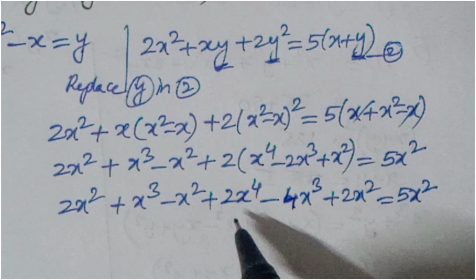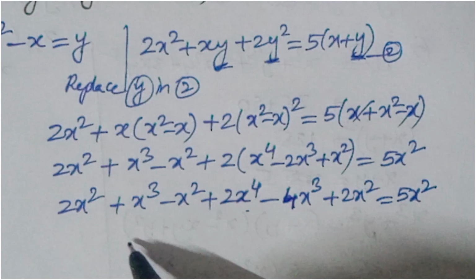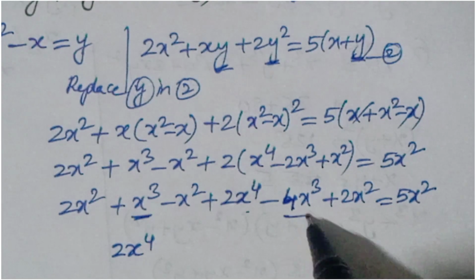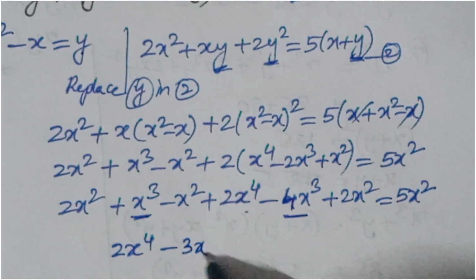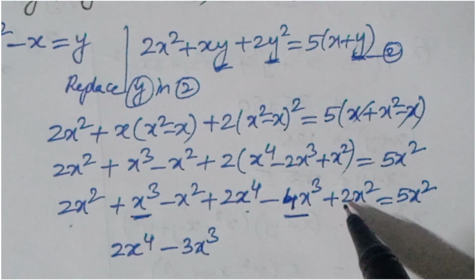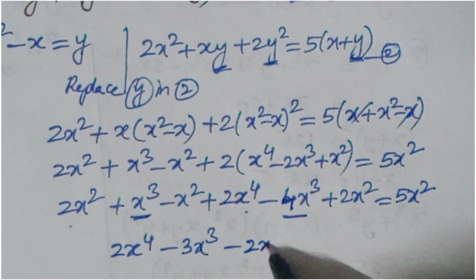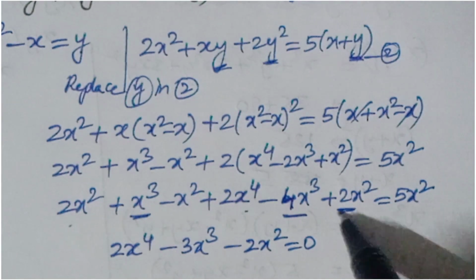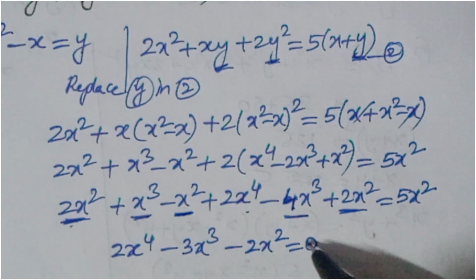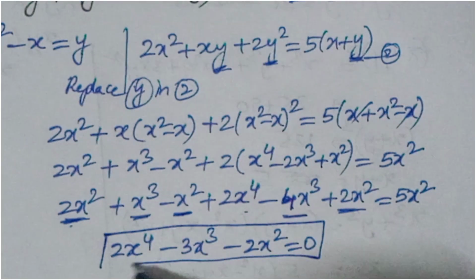So here the highest power is 4, 2x power 4. So 2x power 4 we are writing first, 2x power 4. Next cube, here 2 terms are there, minus 3x cube. Here square terms we are having, here 4, here 3, so we are getting minus 2x square is equal to 0. So this is total 4, 4 minus 1 is 3. 5 here is coming this side, minus 2x square we will get. So this is the equation we are getting.